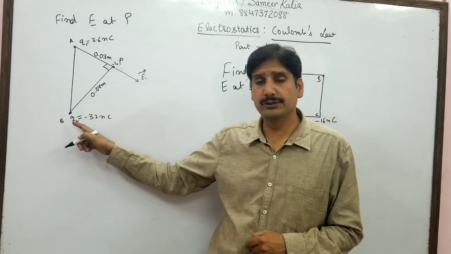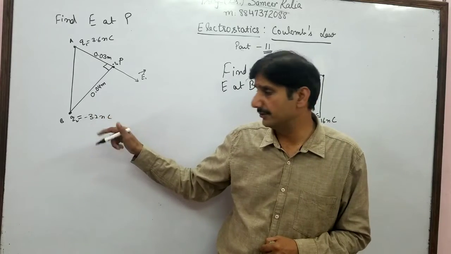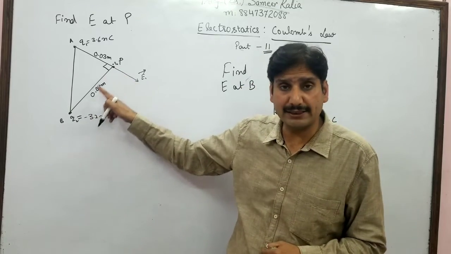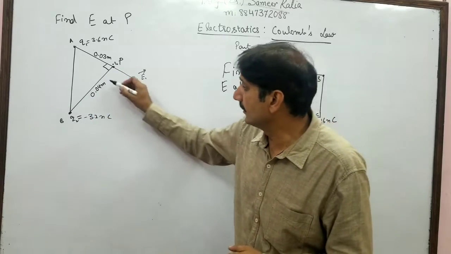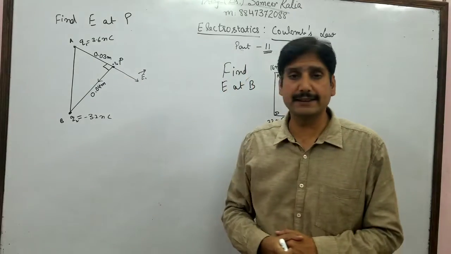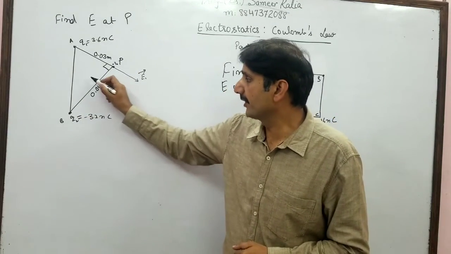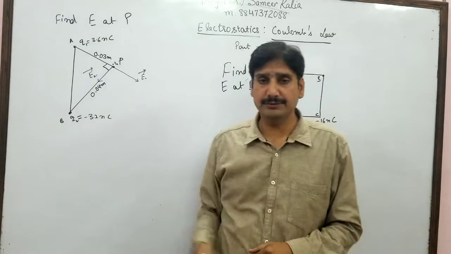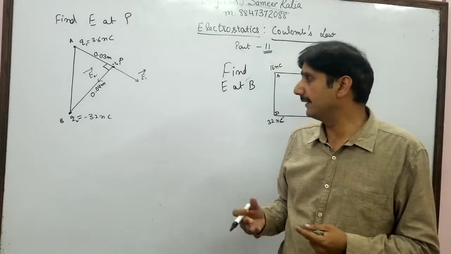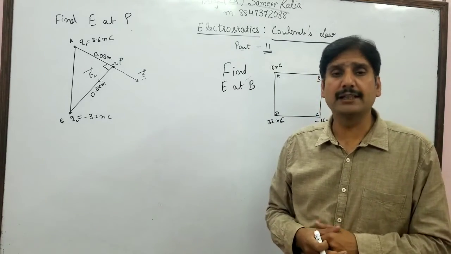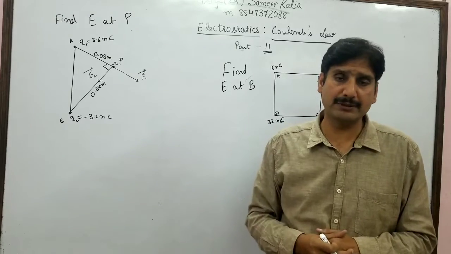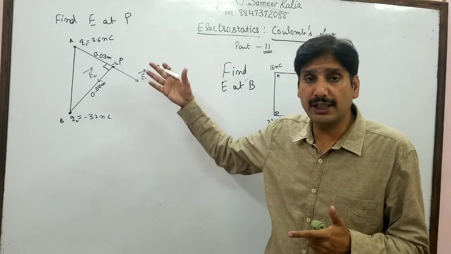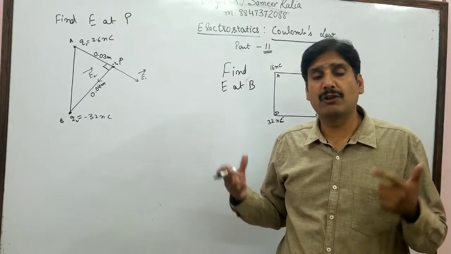Similarly, what will happen due to charge Q2? Q2, whatever magnitude, is negative in polarity. The negative charge will attract the positive test charge, so the force and hence the electric field will point in this direction. Let's say I call that E2. Now E2 is acting along PD. Once I find out E1 and E2, I'll have to do the vector sum of these two fields to get the resultant field. Had there been a third charge, I would do the vector sum of all those three.